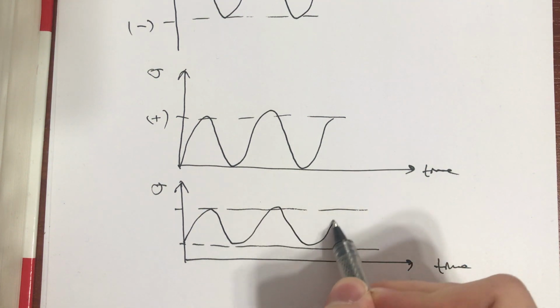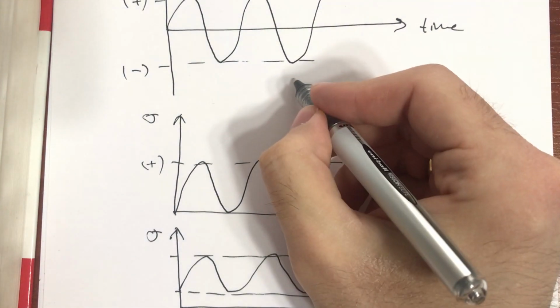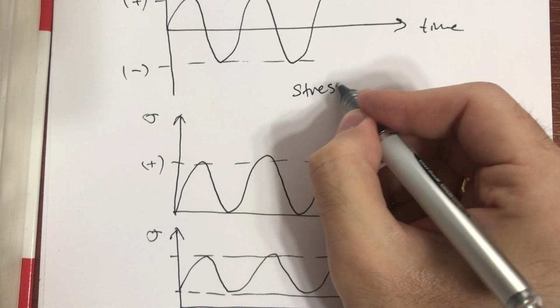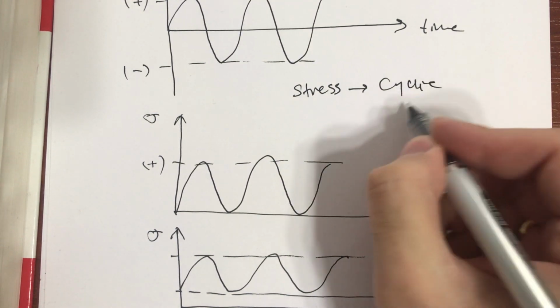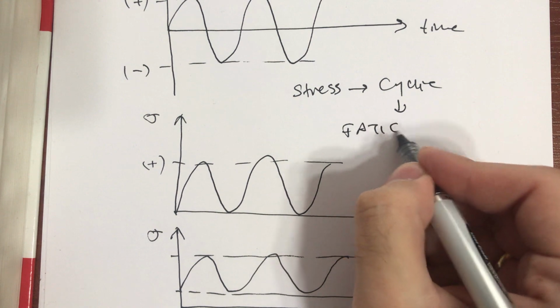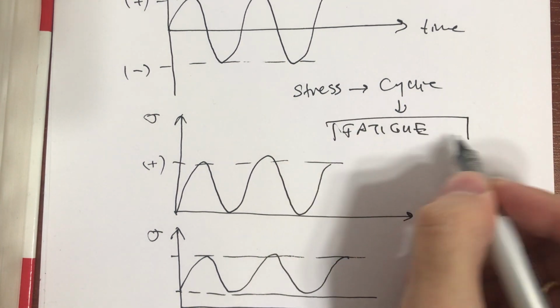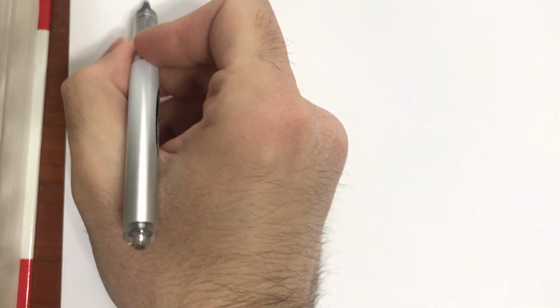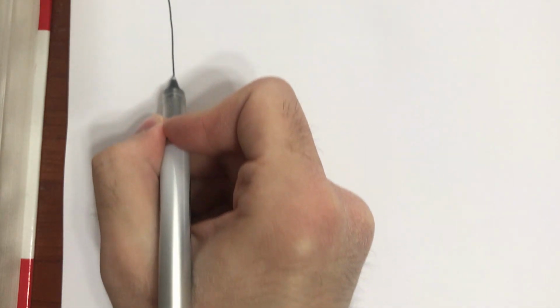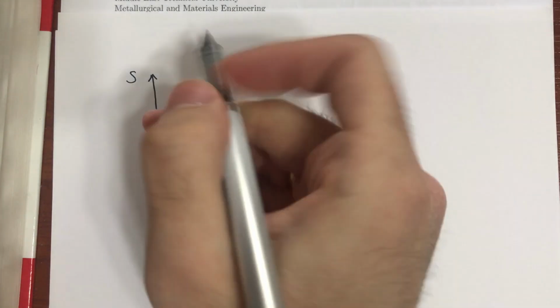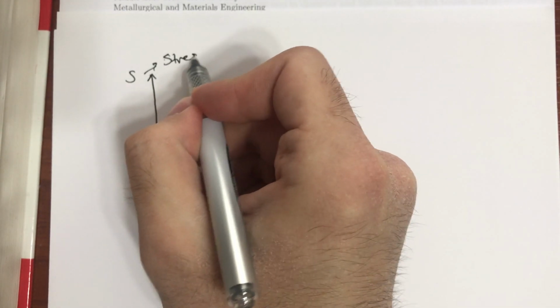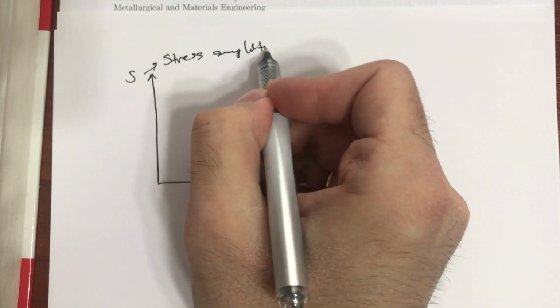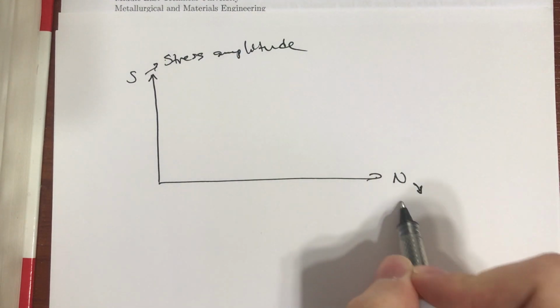When the stresses are cyclic, we have what we call fatigue failure in the material. And after applying many cycles at a particular stress value, we obtain what we call S versus N curves. This S is the stress amplitude, and this N is cycles to failure.